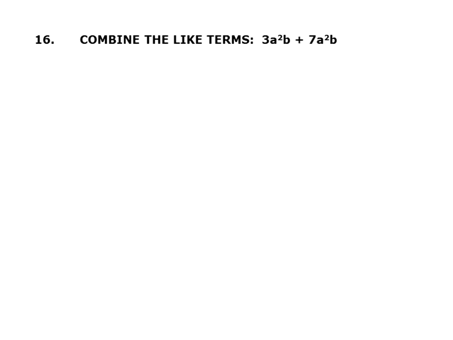3a squared b plus 7a squared b will give us what? That's right, 10a squared b. I won't ask you to type out the a squared b because it's kind of hard to type it. 4r squared plus 10r squared is 14r squared. That's right.